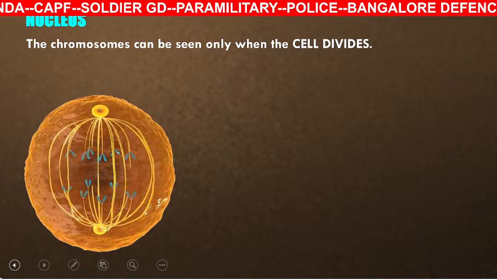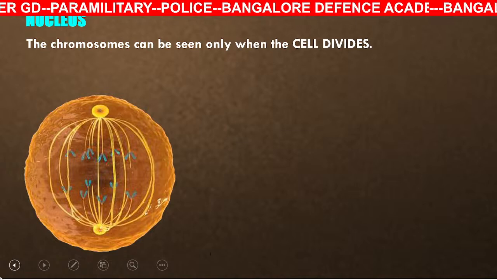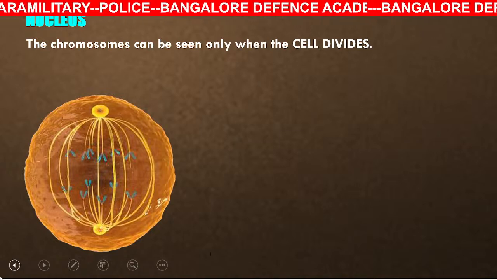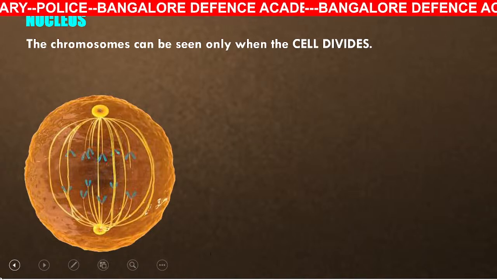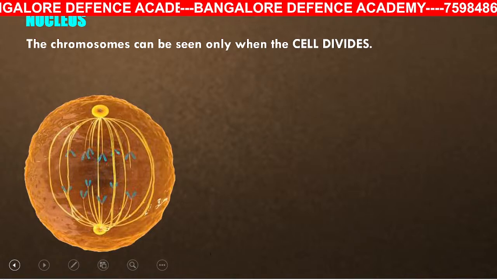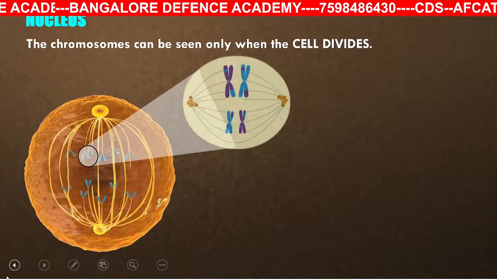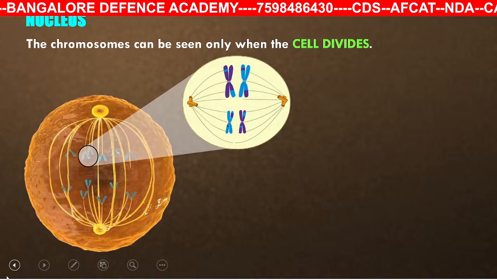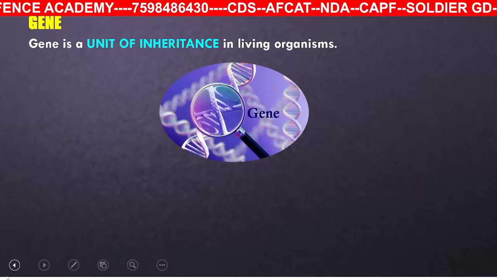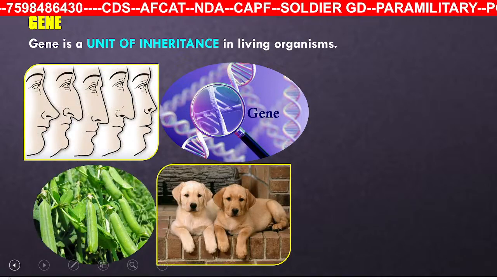Cell division, those who have taken biology in 11th standard, you might have studied a chapter called cell division. You have mitosis and meiosis, and then you have anaphase, metaphase, prophase, right? Meiosis 1, there's a 2 also, right? Okay, so look at this. Chromosome divides like this. Now what is a gene? A gene is a unit of inheritance in a living organism. Okay, so inheritance.